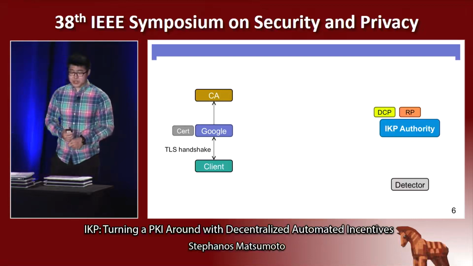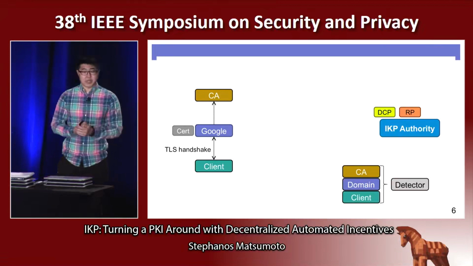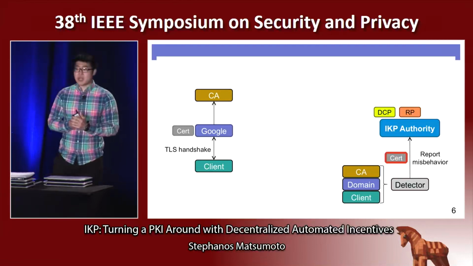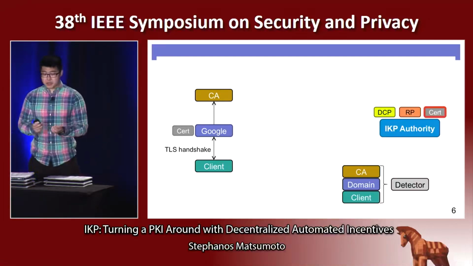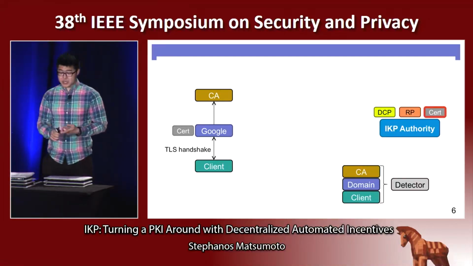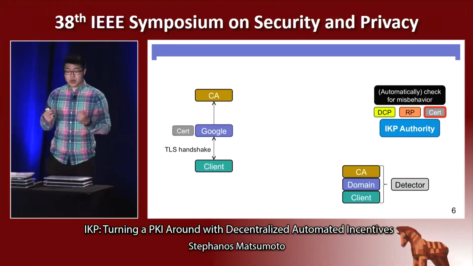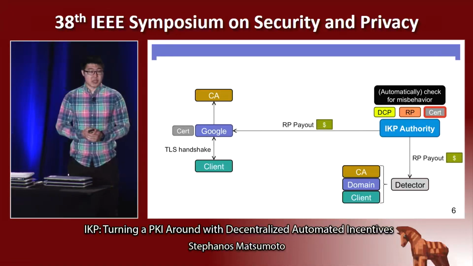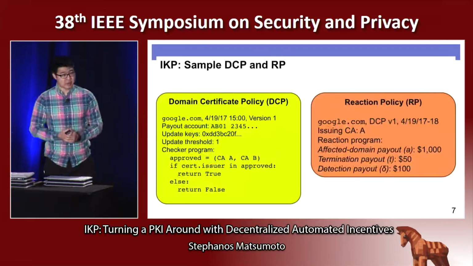And let's say that a detector comes along, and the detector can be a CA, a domain, or a client. So it can be anybody in the IKP infrastructure. If they find a certificate they believe to be unauthorized, they can report that to the IKP authority. Now, we can observe that the IKP authority now has the DCP, the RP, and the certificate. So it has all of the information that it needs in order to automatically check for misbehavior. And if it determines that this certificate is indeed unauthorized for Google, it can actually send the payouts to the appropriate parties.